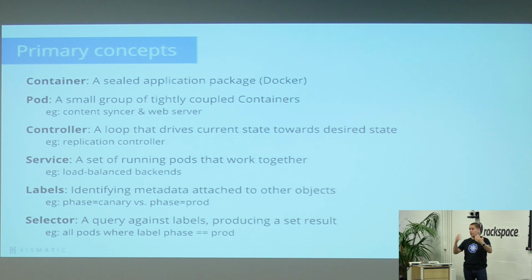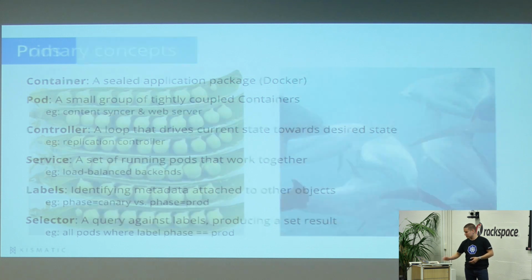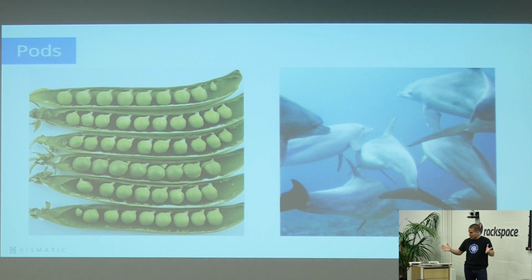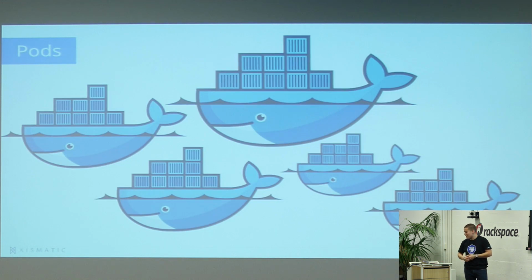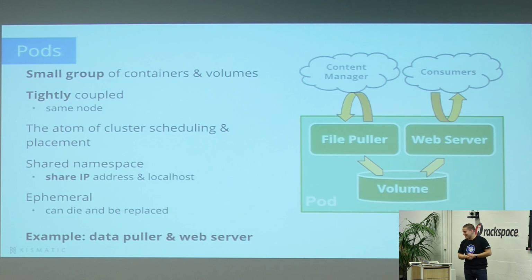Selectors are the way you actually query against those labels, and you return what those labels are referencing in terms of the objects, most usually pods. So we talked about pods, how those are co-located. I think the term is interestingly contrived. Peas in a pod, or pod of dolphins, or pod of whales, pod of Docker whales. So we talked about this a little bit. Pods are essentially co-located containers.